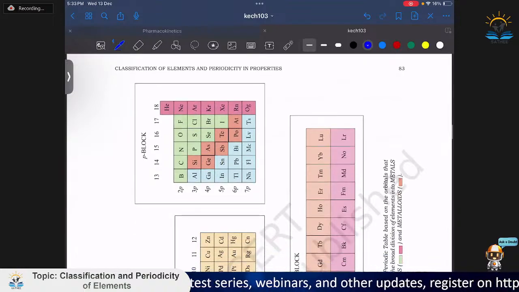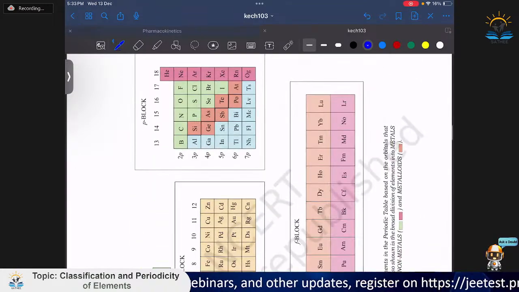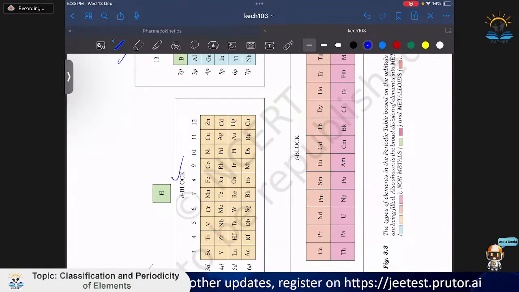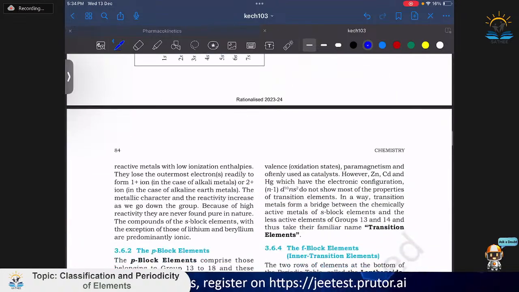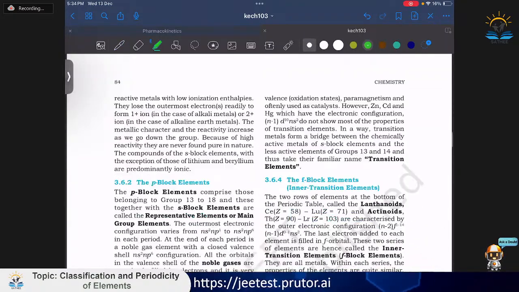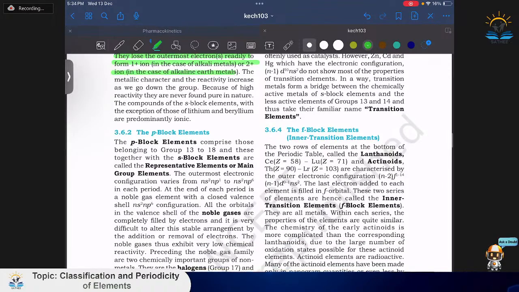So here are the S block elements, P block elements, the D block elements and F block elements. Hydrogen is placed separately. Anything you need to remember in S block elements? I think you need to remember that they lose the outermost electron readily to form +1 or +2 ions. And they are highly reactive and never found in pure state.